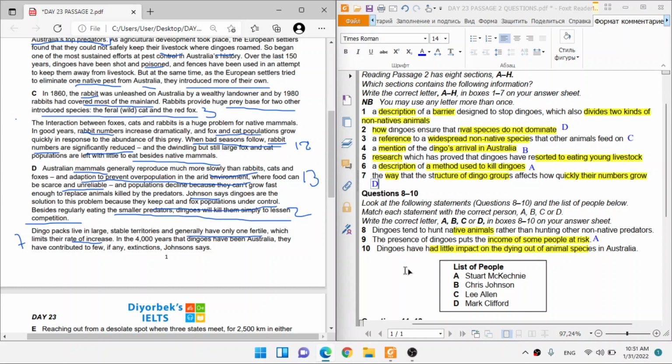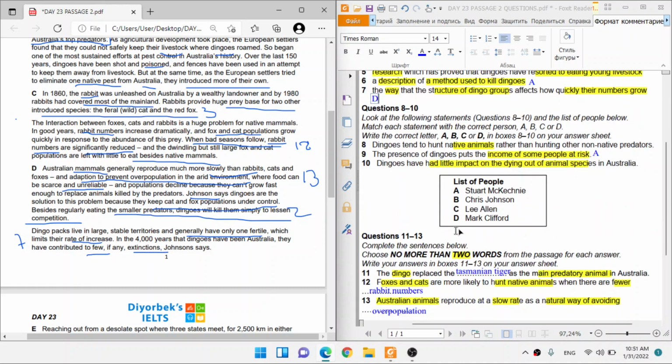In the 4,000 years that dingoes have been in Australia, they have contributed to few, if any, extinctions, Johnson says. So dingoes have had little impact. Few, if any, means little dying out, extinction. Contributed to is like impact, so it's all synonyms for question number 10. It's going to be Chris Johnson, who is saying dingoes haven't had any really bad effect.